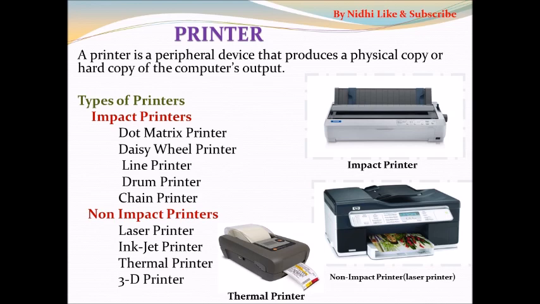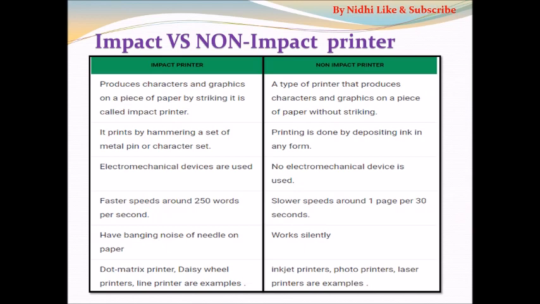So here you can see that impact printers produce characters and graphics on a piece of paper by striking it. The type of printer that produces characters and graphics on a piece of paper without striking is a non-impact printer. This is the first difference. Second difference, an impact printer prints by hammering a set of metal pins or character set, that is typewriter mechanism, whereas in a non-impact printer, printing is done by depositing ink in any form.